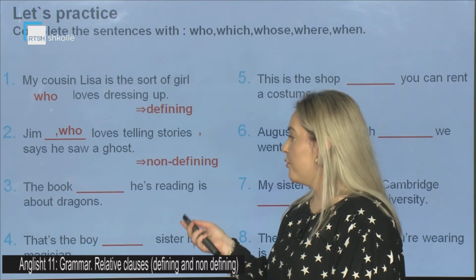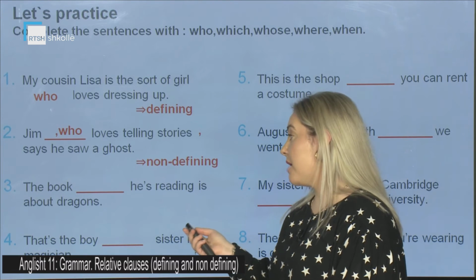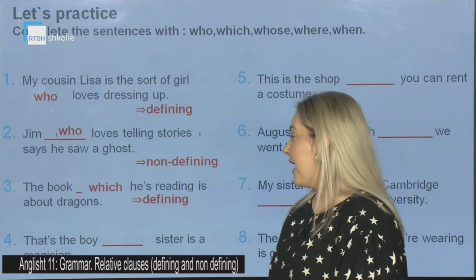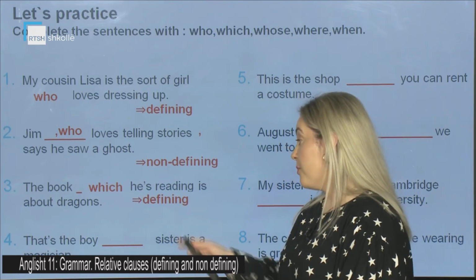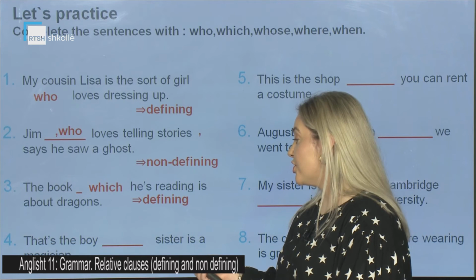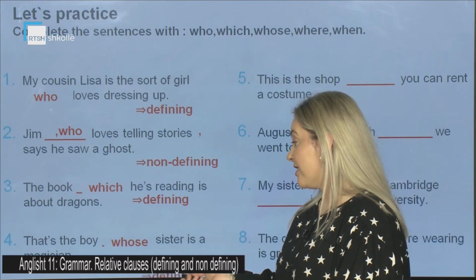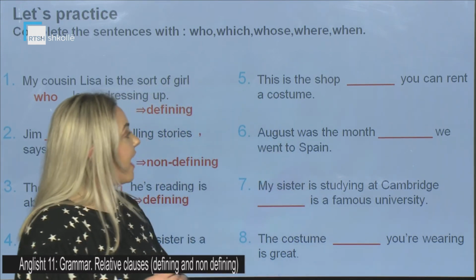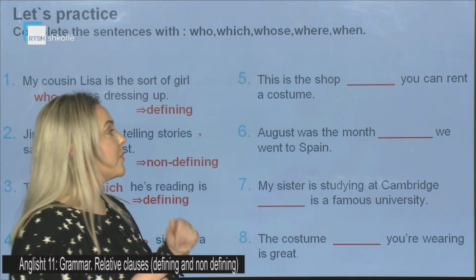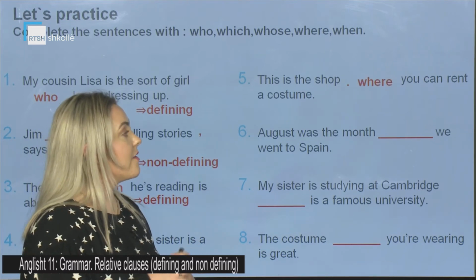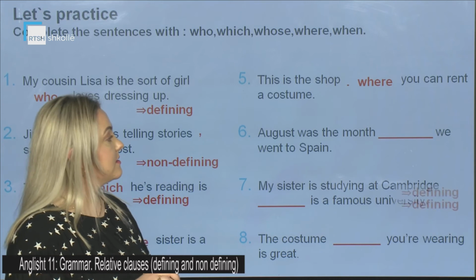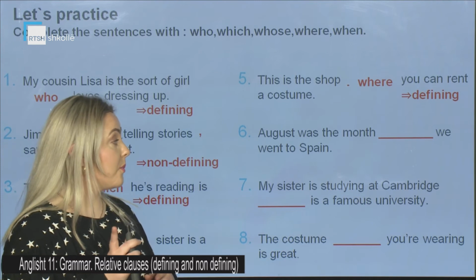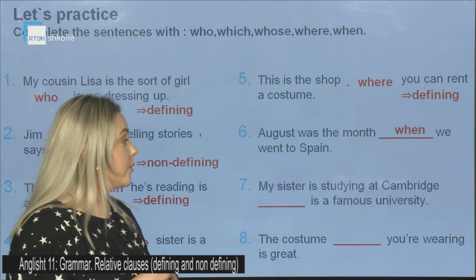Number 3: the book which his reading is about dragons. The book which, this one, is a defining clause. Number 4: that's the boy whose sister is a magician. This one is a defining clause. Let's continue. Number 5: this is the shop where you can rent a costume, and this is a defining one. Number 6: August was the month when we went to Spain.